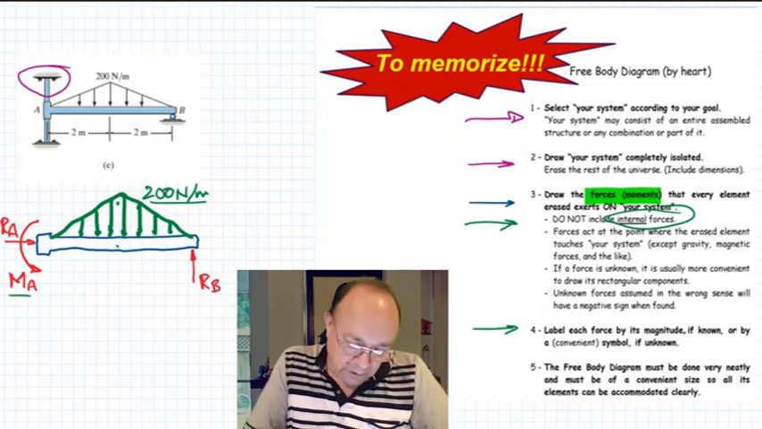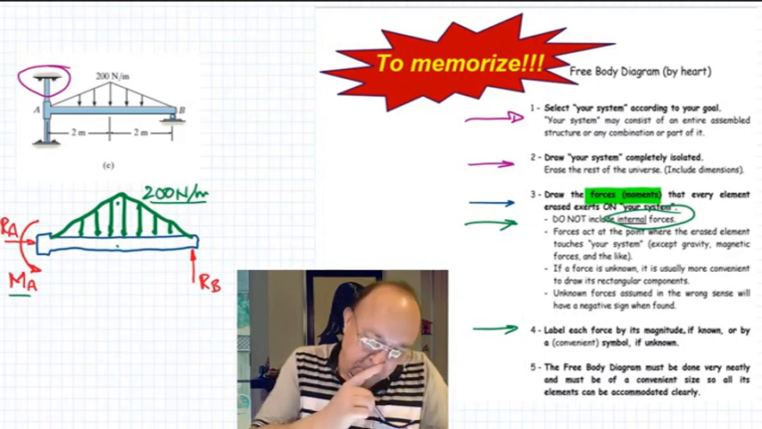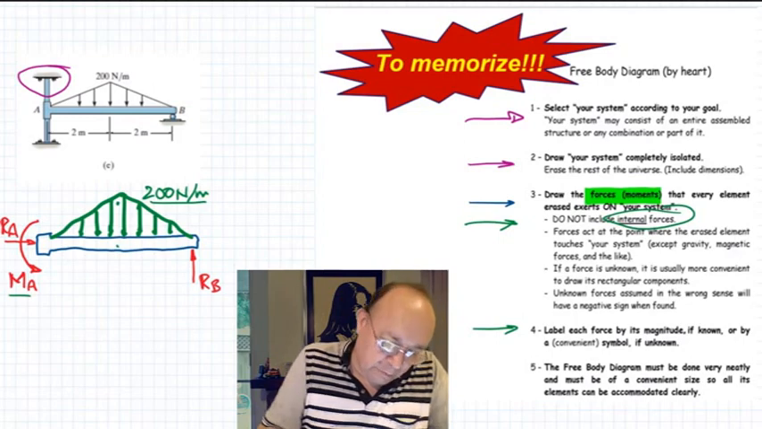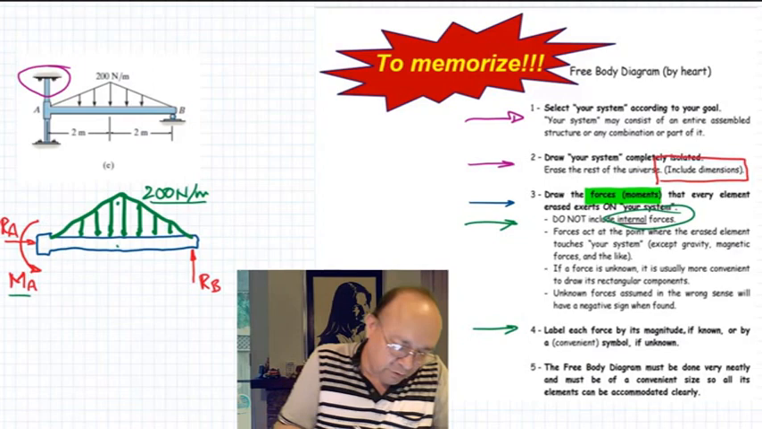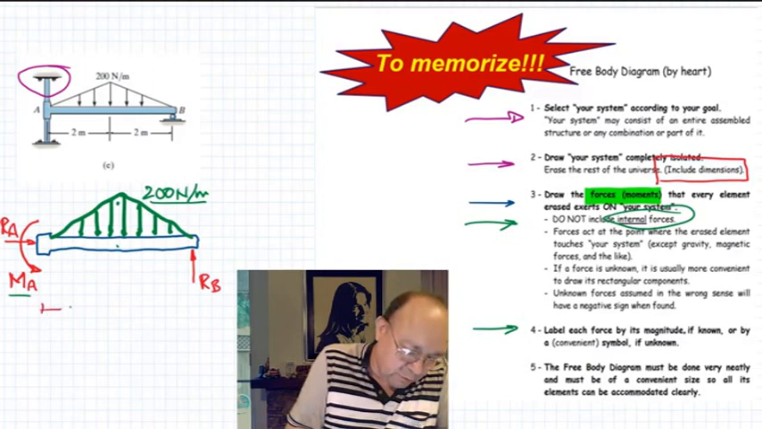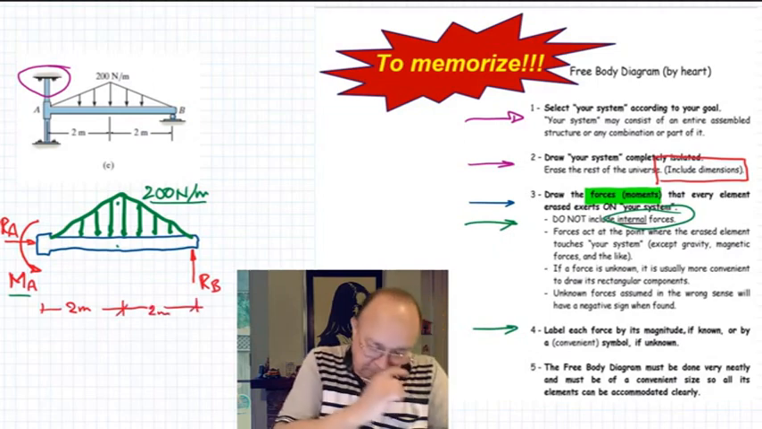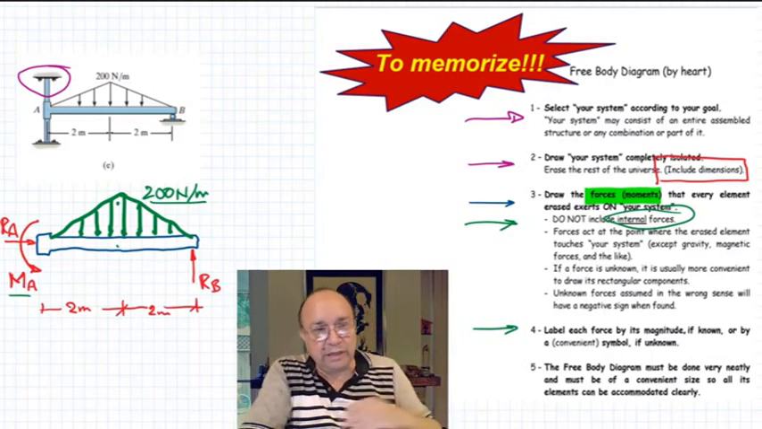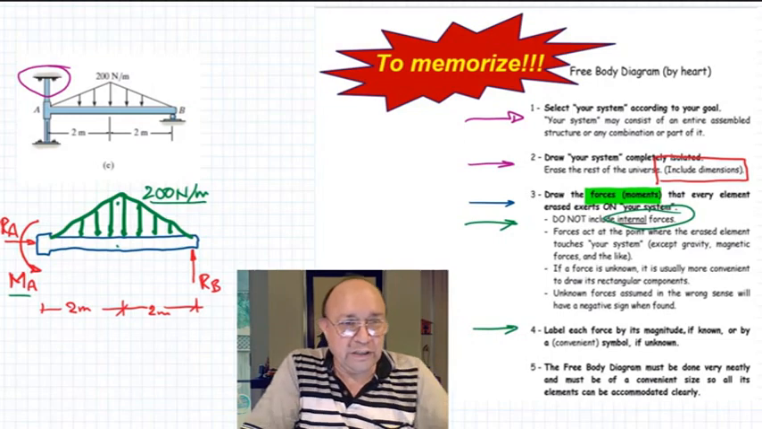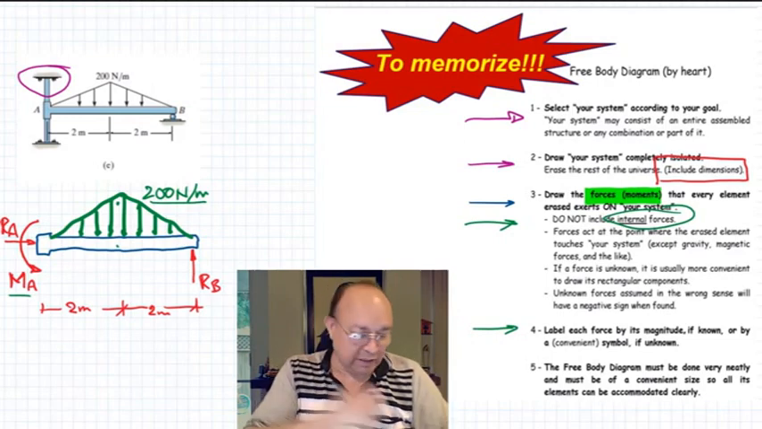And the free body diagram must be done very neatly and must be a convenient size so all its elements can be accommodated clearly. I missed this. This shouldn't be in parentheses. Include dimensions. So we have to include the dimensions, 2 meters and 2 meters. When we say include dimensions, you also include any angles that might help to describe the geometry of the system.